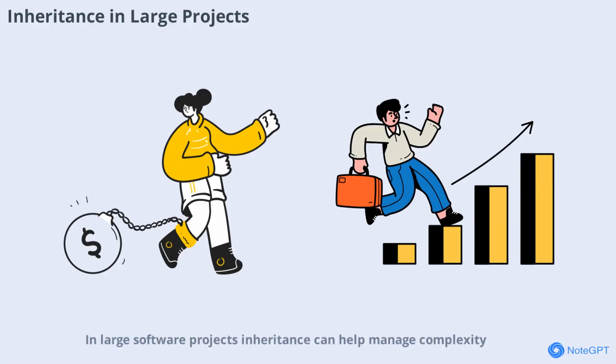In large software projects, inheritance can help manage complexity by organizing code into logical hierarchies. However, it's important to document relationships clearly and avoid overly deep inheritance trees. Good design and communication are key to successful use of inheritance in big teams.